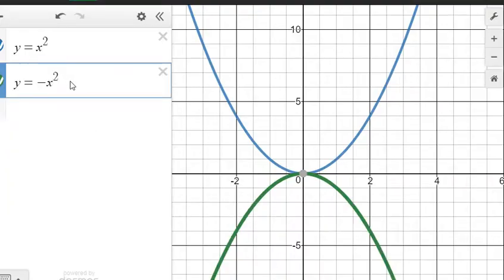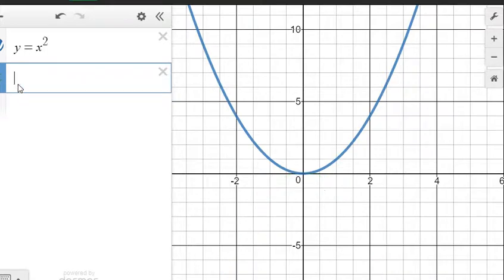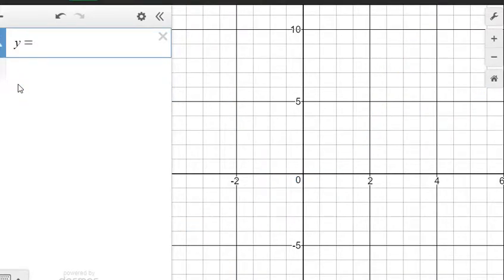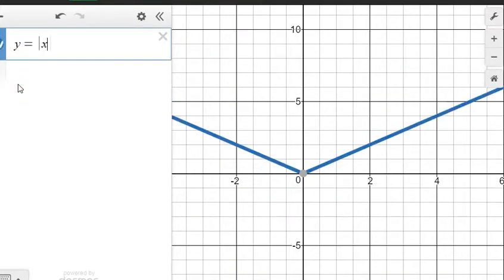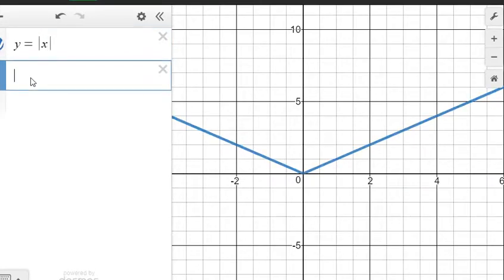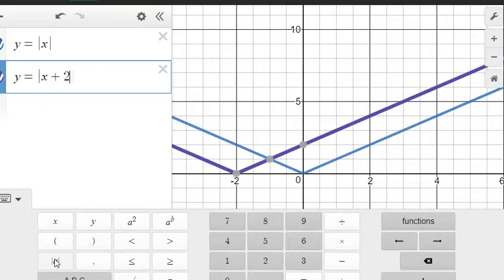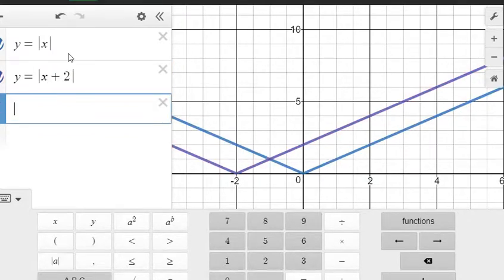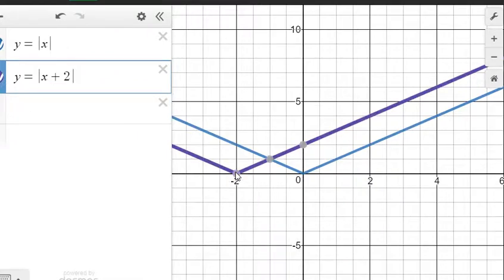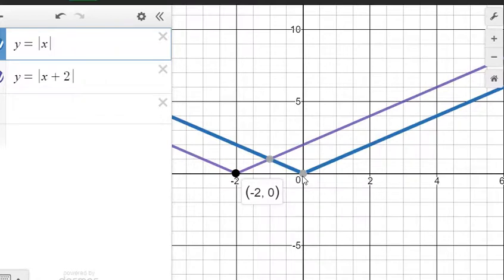or your graphing calculator. Here it is on Desmos. So let's do the absolute value of x and y equals the absolute value, and I think there's an absolute value in the function palette someplace. Oh, here you go. Absolute value of x plus 2. So there you go. So one's been shifted to the left by 2 compared to the other one. Okay.